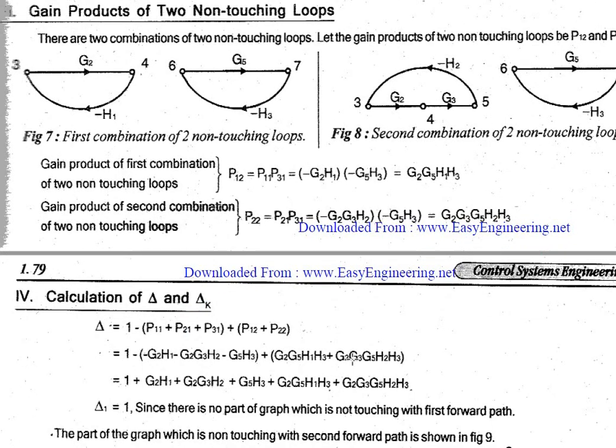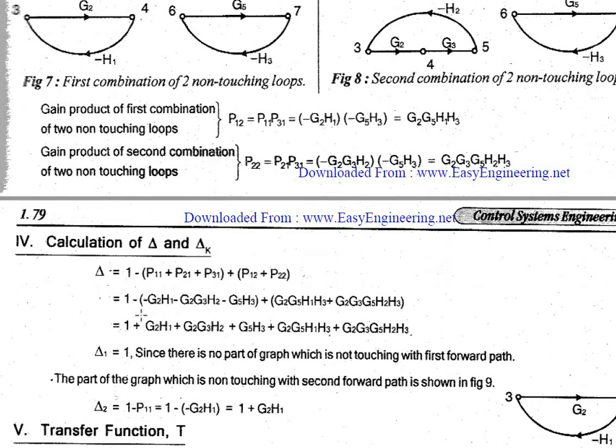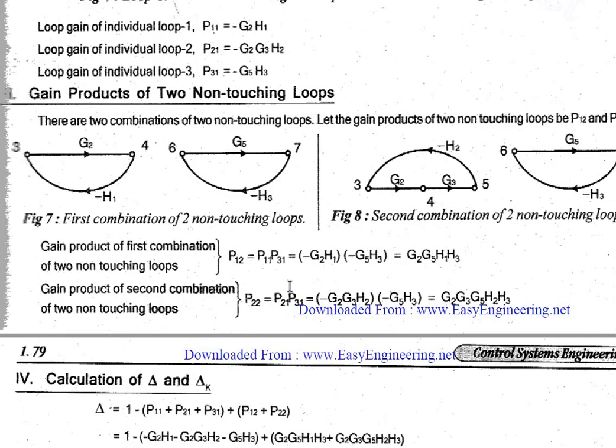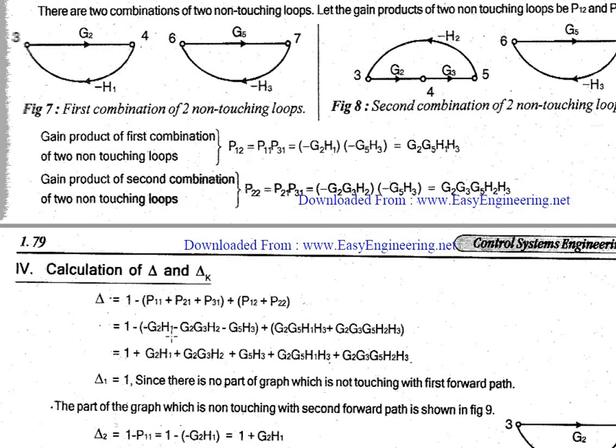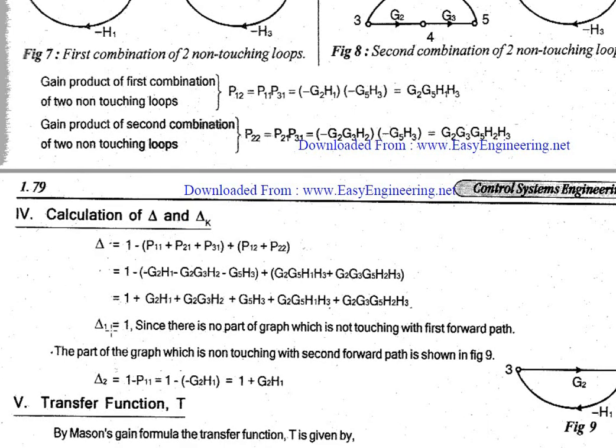Next we have to find out the del and del k value. Del means, from the Mason's gain formula, it is 1 minus the sum of the individual loop gains plus the combination of two non-touching loop gains plus so on. So by putting the values of the different gains, finally we obtain del is equal to 1 plus G2 H1 plus G2 G3 into H2 plus G5 into H3 plus G2 G5 H1 H3 plus G2 G3 G5 into H2 H3.